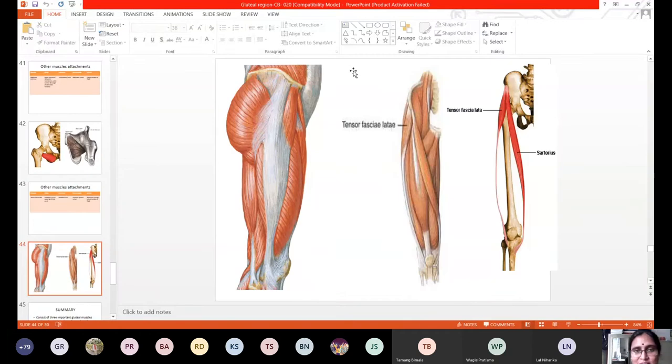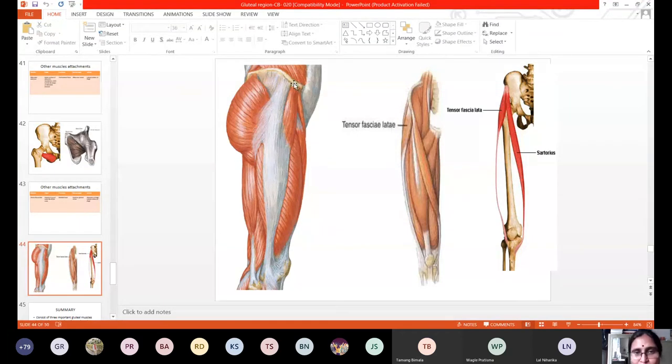What is the origin of the tensor fascia lata? You can see, can you see this small muscle, all of you? This thickening of the deep fascia of the thigh on the lateral aspect of the thigh, can you see this thickening of deep fascia? The name of this thickening, extending from ilium to tibia, what is the name? Iliotibial tract. So this muscle tenses this iliotibial tract, which is the thickening of fascia lata. So the name is given tensor fascia lata. Very easy. That is the action.